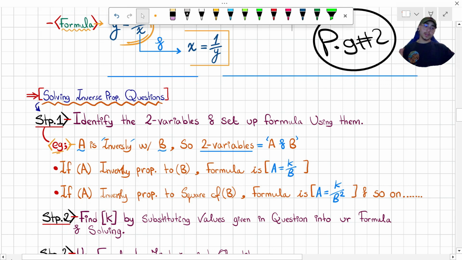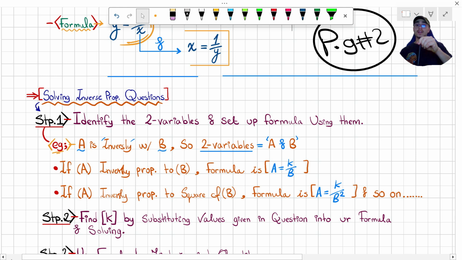So inverse proportion is just the opposite of direct proportion. As one variable goes up, the other one goes down by the same rate. To solve these questions, it's almost the same steps as directly proportional. First, you must identify the two variables in your question. What are the two variables? And you set up the formula using them.